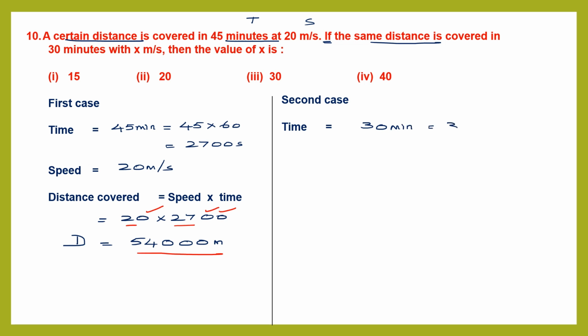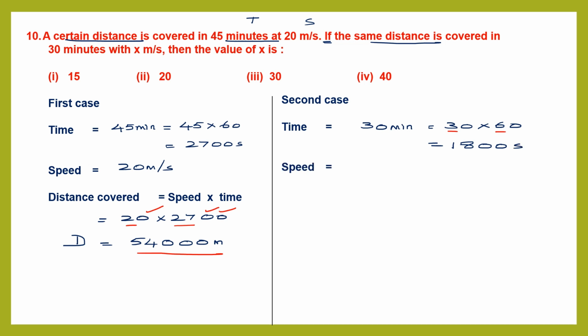So that will be 30 into 60. Now let's multiply only the whole numbers. 3 into 6. 6 3s are 18. Count the zeros. There are 2. So we have 1800 seconds. So we have found the time.